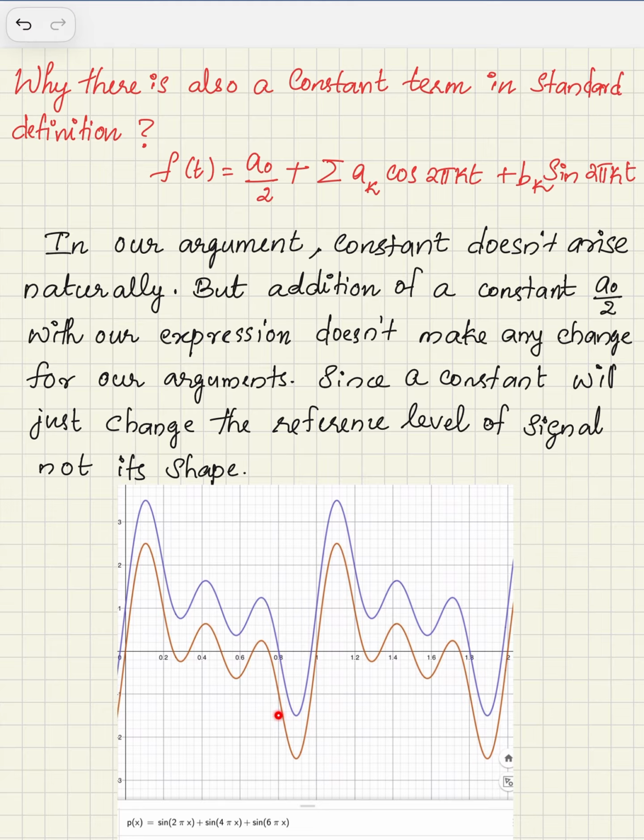In my example, this orange curve was my signal, the complicated signal formed. If I add a constant, that will shift upward if the constant is positive, and it will shift downward if the constant is negative. So the constant will just shift the signal along the function axis. Okay, it doesn't change the shape of the signal. So without any loss of generality, we can add a constant a0 by 2 in the definition, and we can write f of t as a0 by 2 plus sigma ak cos 2 pi kt plus bk sin 2 pi kt.